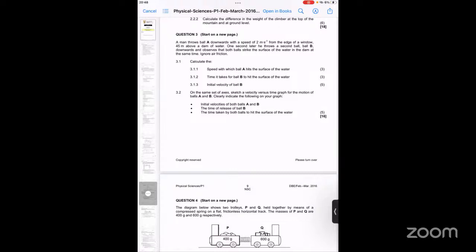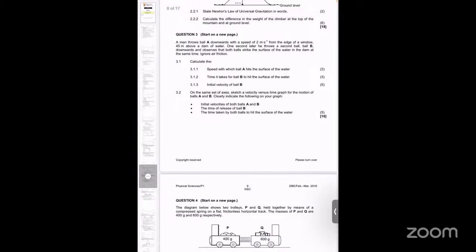How did you work it out? So I said take downwards as positive. Then I used the formula Vf squared equals Vi squared plus 2 times acceleration times change in y. Then I substituted 2 meters per second as my Vi squared plus 2 multiplied by 9.8 multiplied by 45, and I got an answer of 29.77 meters per second.